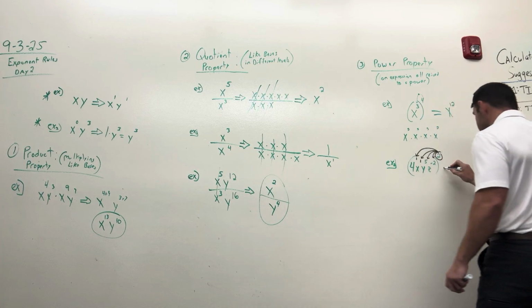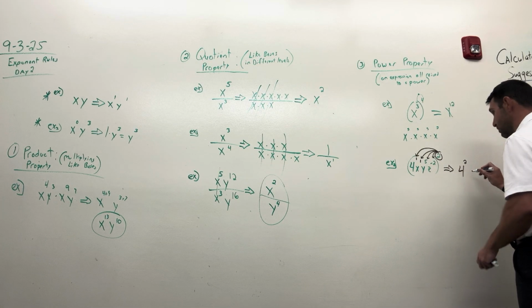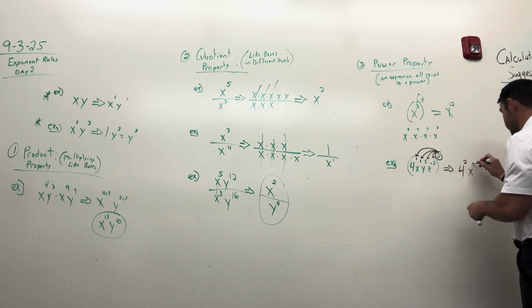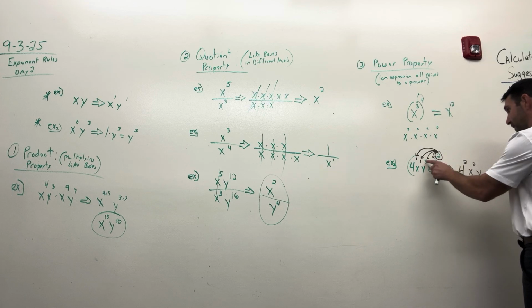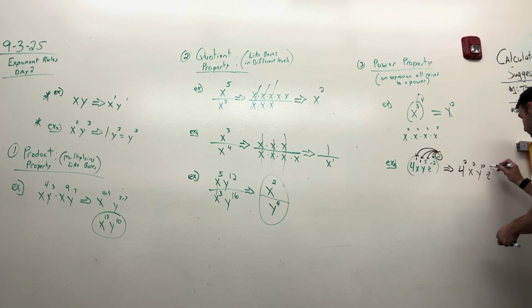So we keep the bases. So 4, 2 times 1 is 2. X, 2 times 1 is 2. Y, 5 times 2 is 10. Negative 2 times 2 is negative 4. And we'll talk about what to do with that tomorrow. Okay? Am I done? No. Why not?